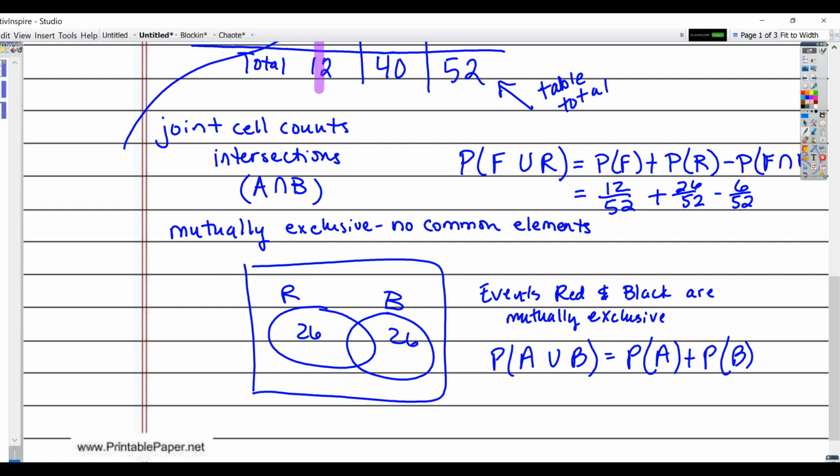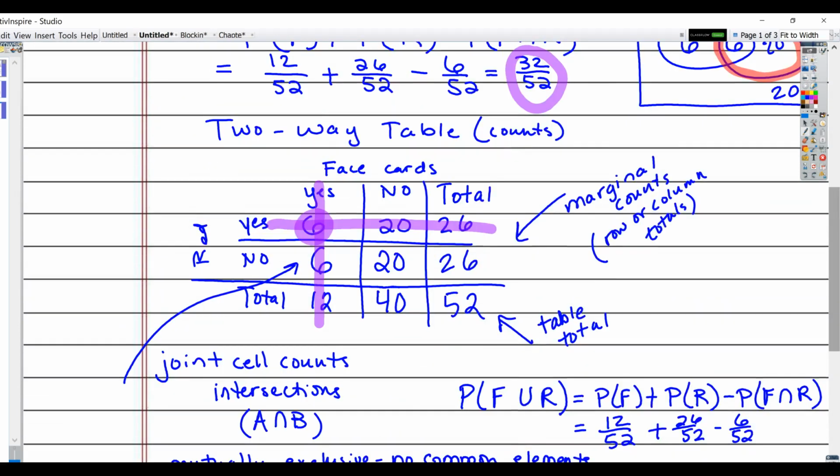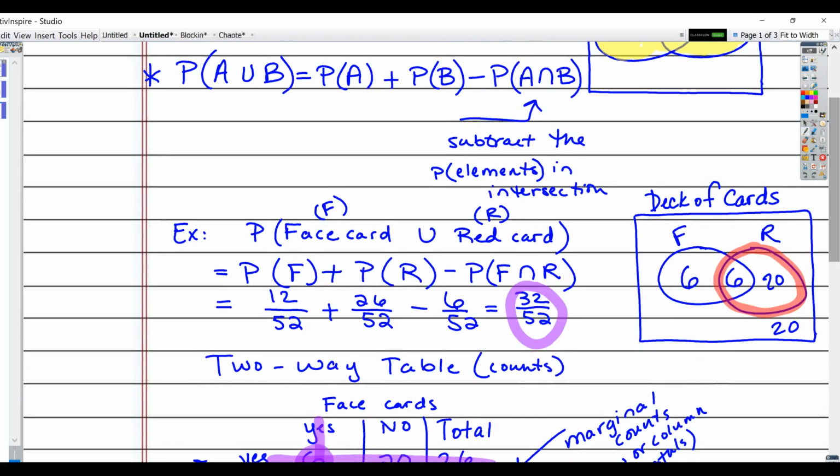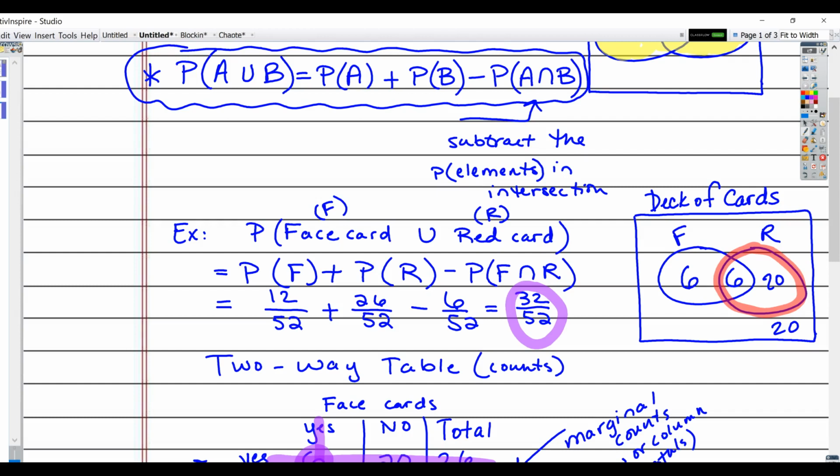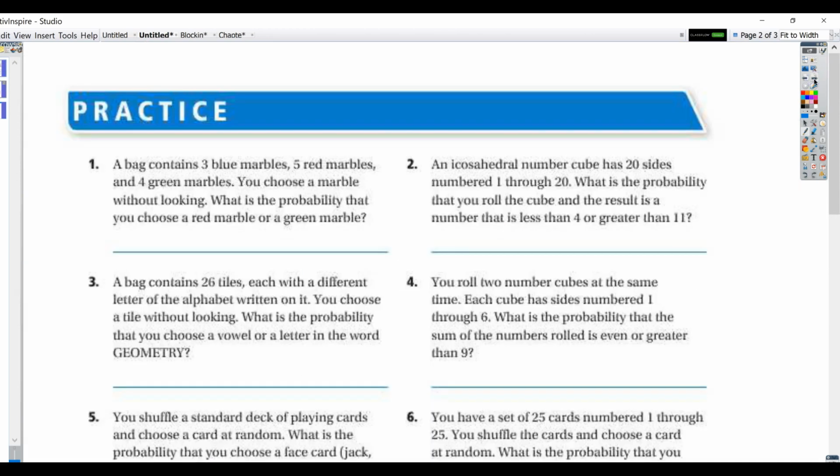So I always tell students it's easiest to remember the main formula as this one up here. And then what do you do to modify it when you have mutually exclusive events? You're subtracting 0, or the probability would be 0. Okay? Now, you have a little sheet there with some problems on it. We are going to do number 1 quickly, because that one's pretty straightforward. 1, 3, 4, and 7 are the ones we're going to do.